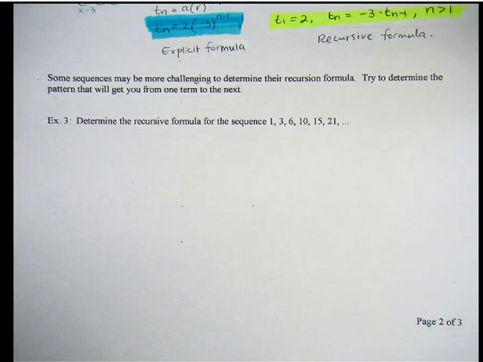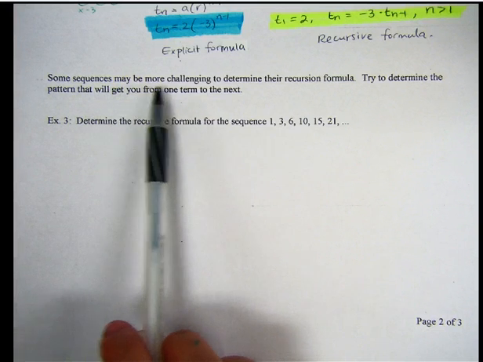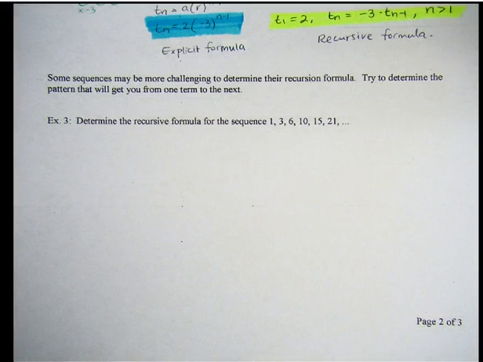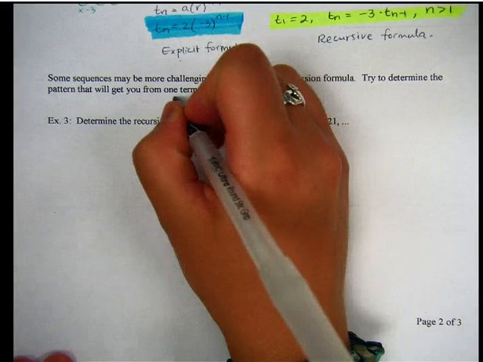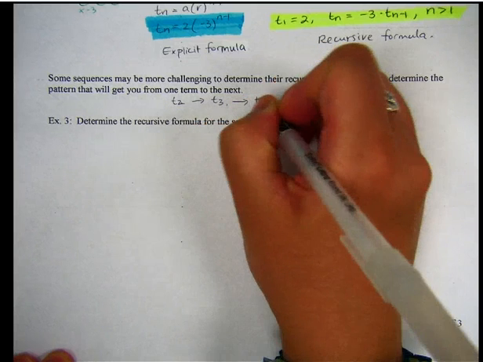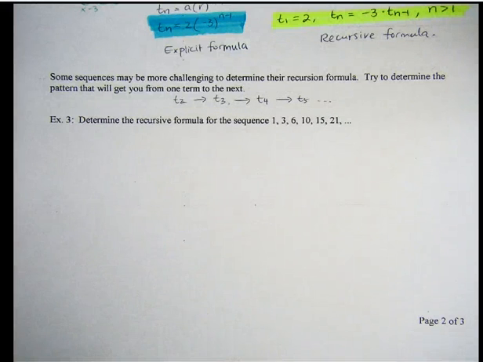All right, we're at the bottom of page 2 of lesson 7.4. So some sequences may be a bit more challenging to determine their recursion formula. The best advice that I can give you is try to determine the pattern that's going to get you from term 2 to term 3, and then from term 3 to term 4, and then term 4 to term 5, so on and so forth.